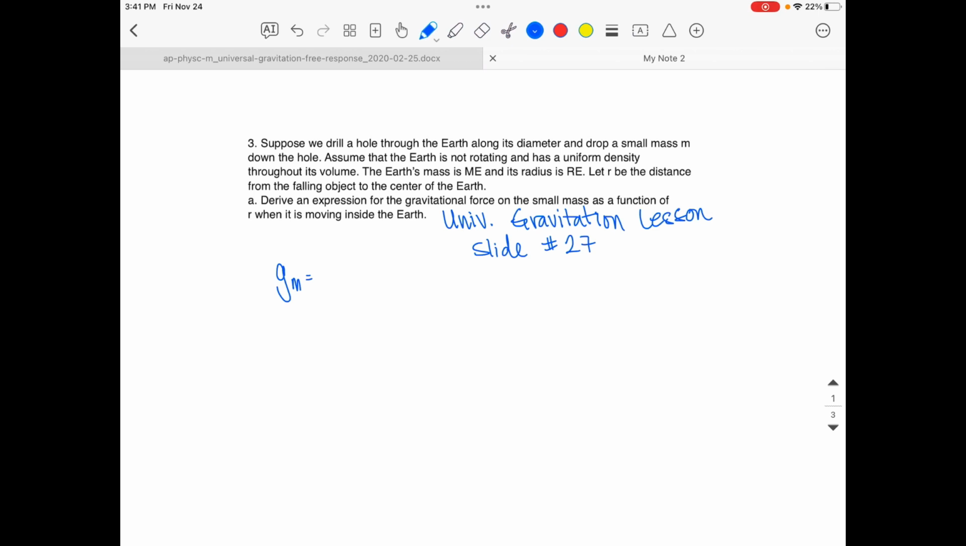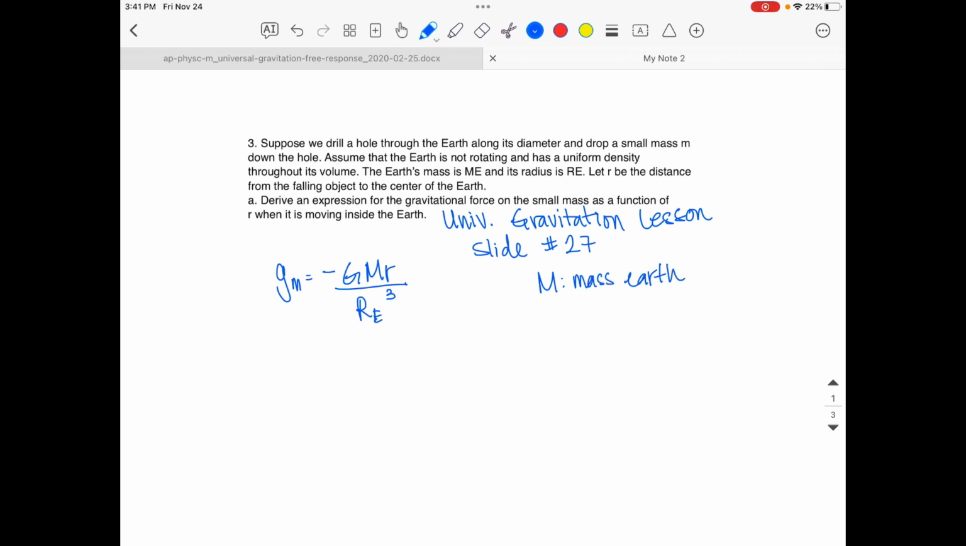You can look at the set of notes to get that understanding, and you end up with a gravitational field of negative G, mass of the Earth, times the radial position r within the Earth, and then the capital R is the radius of the Earth cubed. So I always use capital M to represent the bigger mass. In this case, it's the mass of the Earth.